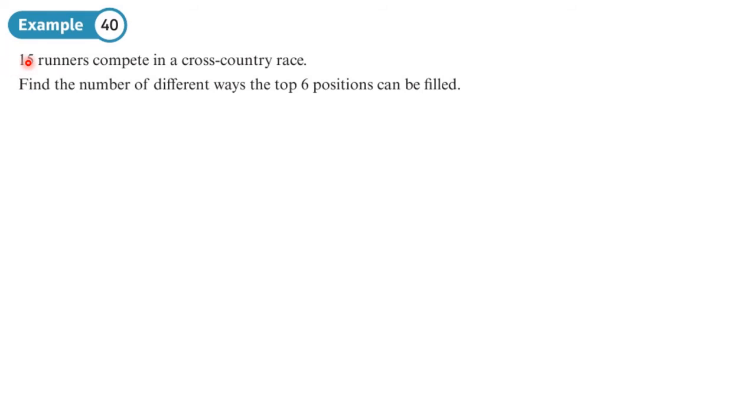Okay, so here we've got 15 runners that complete in a cross-country race. Find the number of ways the top 6 positions can be filled. Now this is a permutations question. So this is the formula that we would use. The reason it's a permutation question is that we've got a choice of 15 runners and we're picking 6 from those 15. But those 6 could be in any order. So it could be that the top six positions are 1, 2, 3, 4, 5, 6, or 1, 2, 3, 4, 6, 5. So we've got all these different choices, these different permutations. So this is the formula that we need to use.